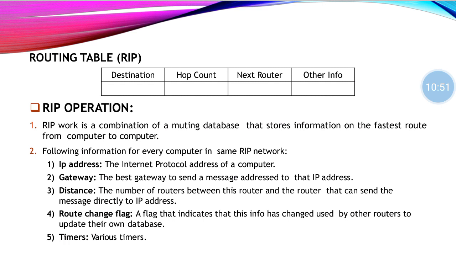Coming to distance, it is the number of routers between this router and the router that can send the message directly to the IP address. Now what is this? For example, PC1 is connected to router 1, PC2 is connected to router 2, PC3 is connected to router 3, and all these routers are connected with each other. So for example, router 1 is the source address and router 3 is the destination address. So the distance among these two routers, that is R1 and R3, is R2. I hope the point is clear. In case of doubts, you could post a comment, I can surely help you.